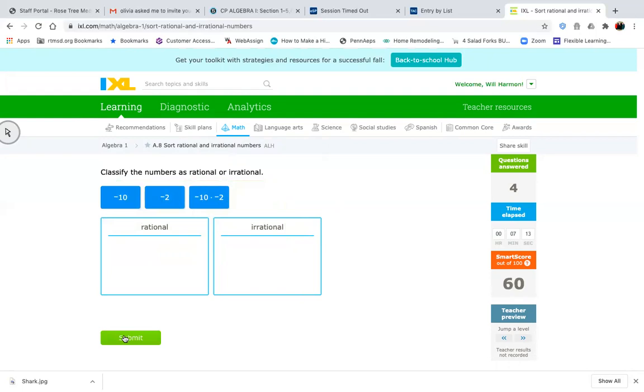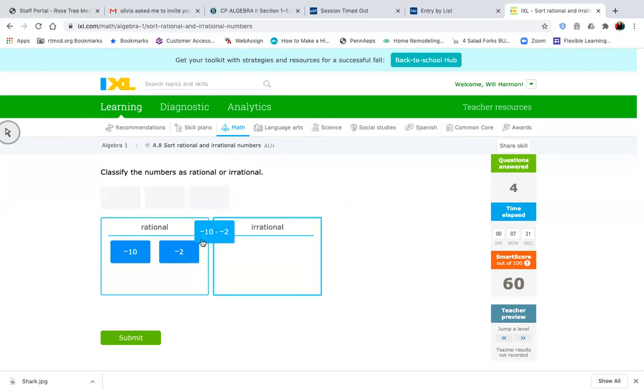All right, the last one here. What do you guys think? Negative 10, where is it? Rational. Negative 2. Rational. Negative 10 times negative 2. Rational.